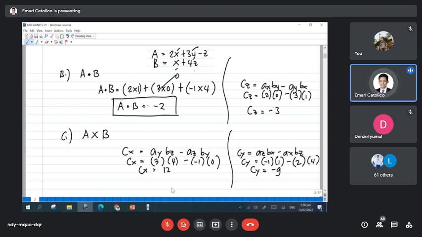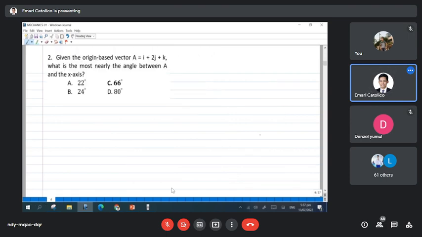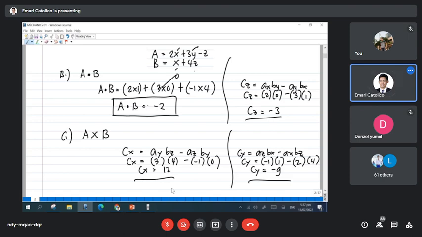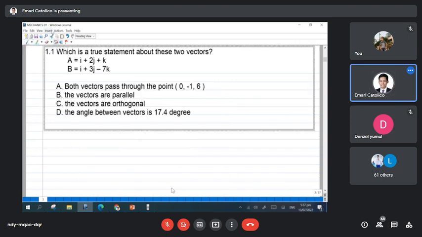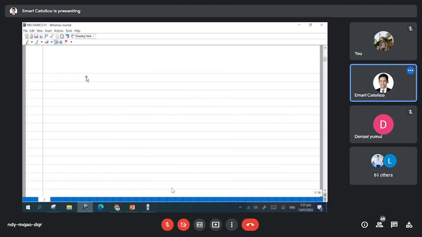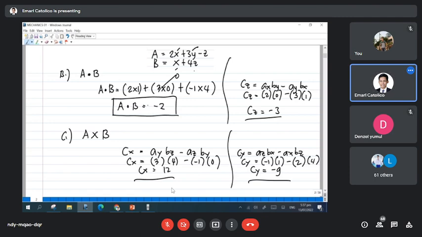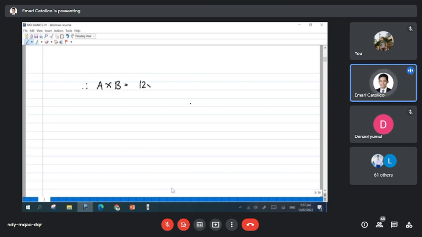So kapag cross product ng vector, ang sagot mo dapat is always vector. So therefore, wait lang. Okay, so therefore, cross product of vector A and B is equals to, ano yung x natin? 12. Y natin is negative 9. Then C natin is negative 3. So 12x minus 9y minus 3c. Okay? Or pwede mo siyang i-rewrite as 12, negative 9, negative 3. So either dyan sa dalawa.